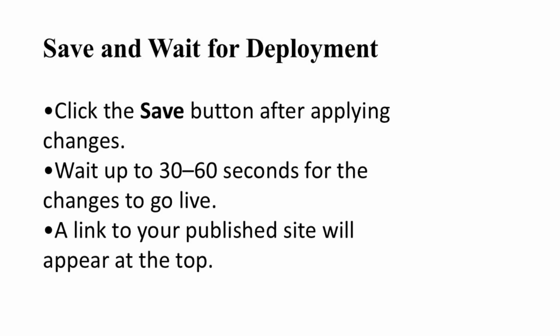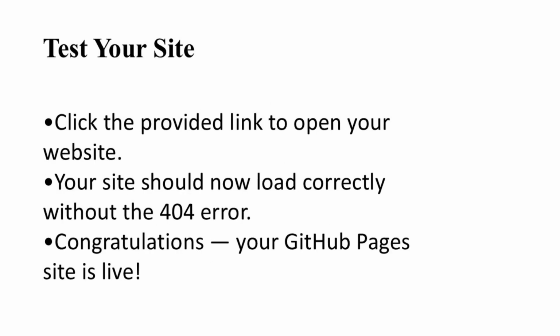Once GitHub processes the deployment, a link to your live site will appear at the top of the Pages section. Click that link to preview your website, and that's it. Your GitHub page should now load correctly without showing the 404 error.